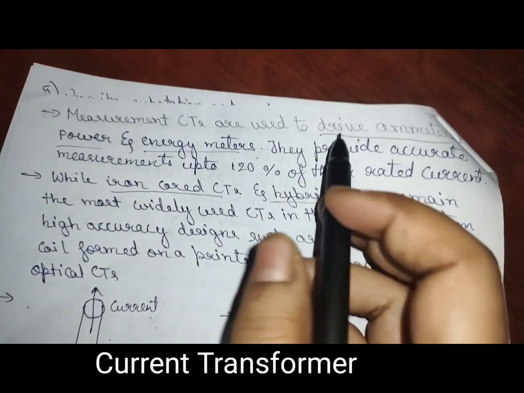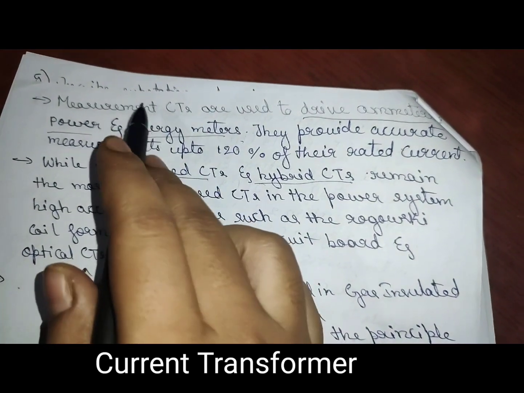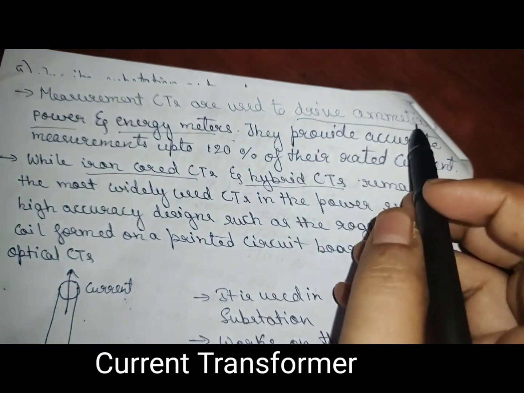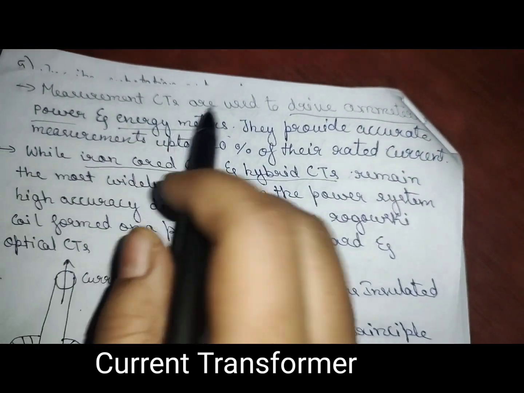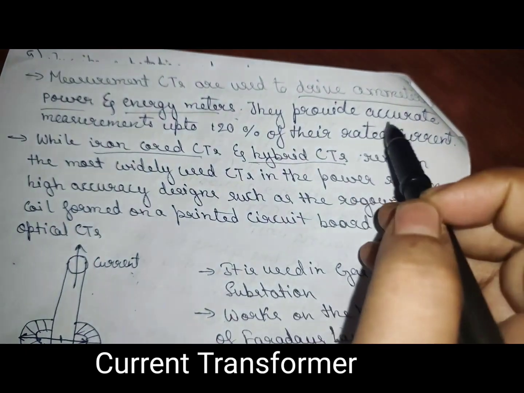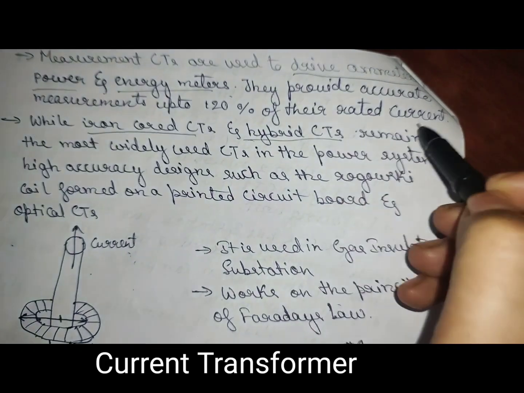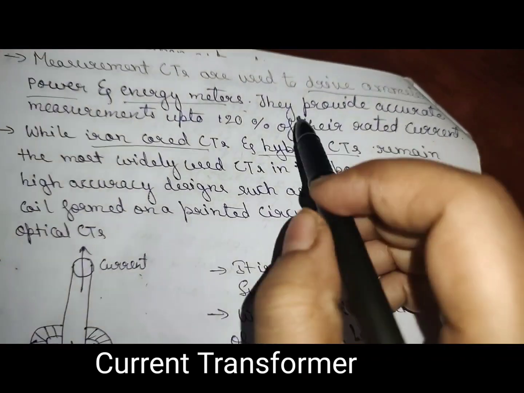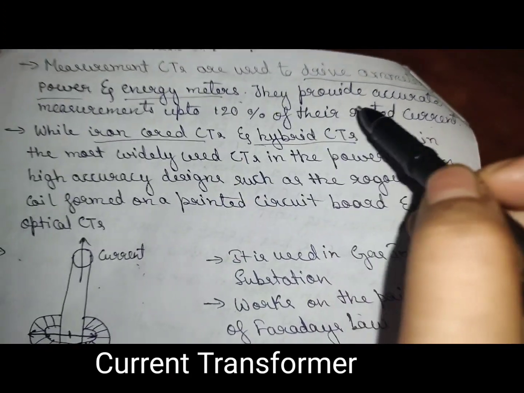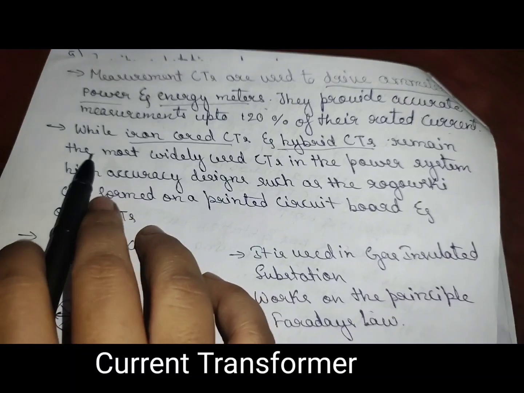Measurement CTs are used to drive ammeters, power meters and energy meters. They provide accurate measurements up to 120% of the rated current.